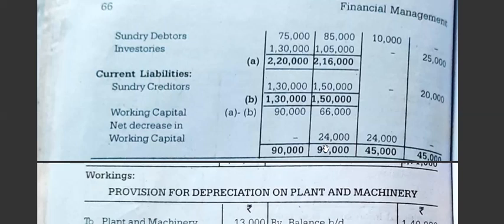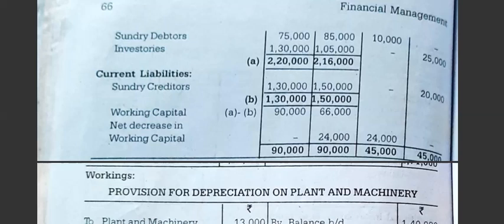If there is a decrease in the item, write here decrease in working capital. Here both the columns you have to total, and the highest is 45,000, write on both sides, the difference is 24,000. Okay. Now we have to open the accounts.